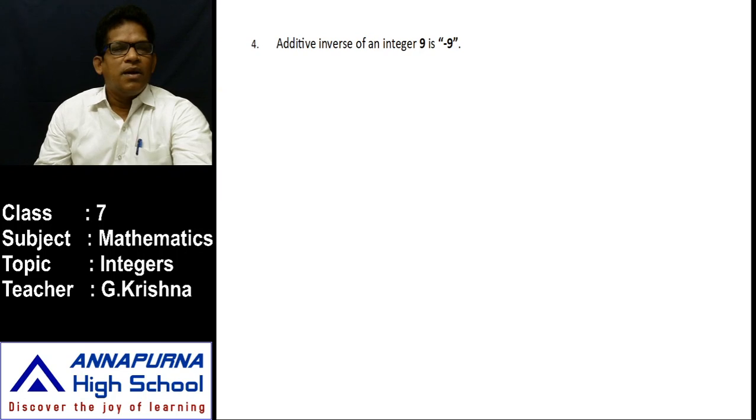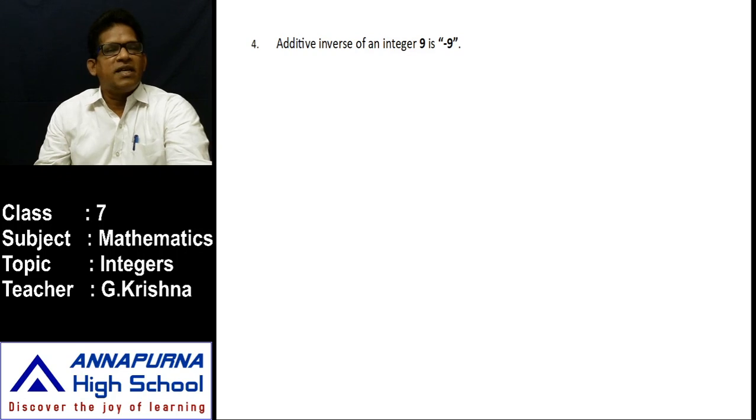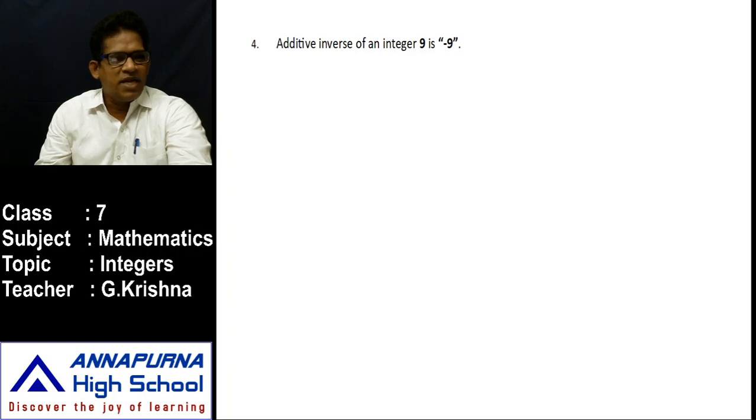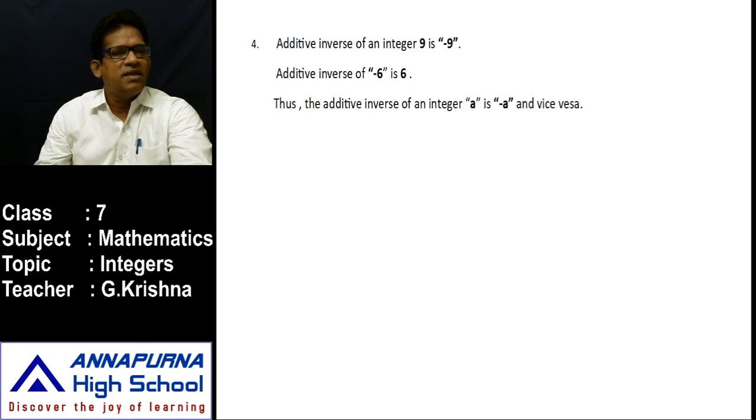Now, the fourth one is the additive inverse of an integer. To write the additive inverse of any integer, you just change its sign. So here the additive inverse of 9, which is positive, plus 9, is minus 9. The additive inverse of minus 6 is, obviously, 6. Therefore, the additive inverse of an integer a is minus a, and the additive inverse of an integer minus a is a. That means vice versa.